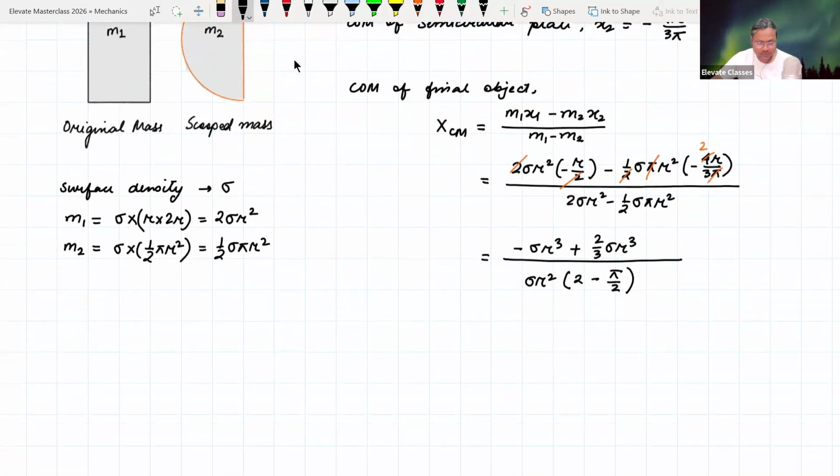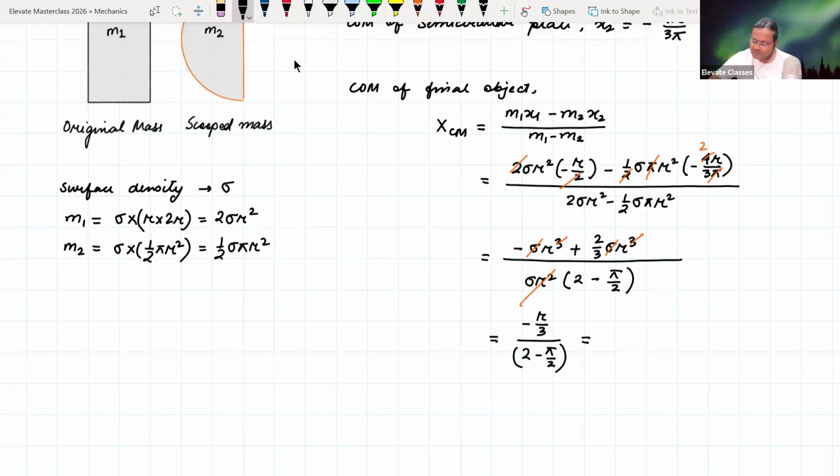So here what happens, sigma R square gets cancelled, so we are left with 2 by 3 R minus R. So 2 by 3 R minus R is minus R by 3, right? And 2 minus pi by 2.